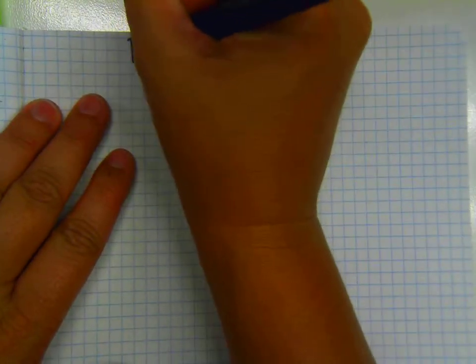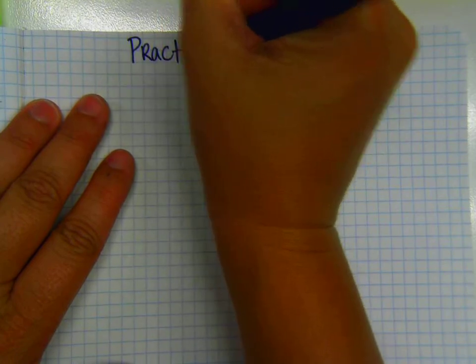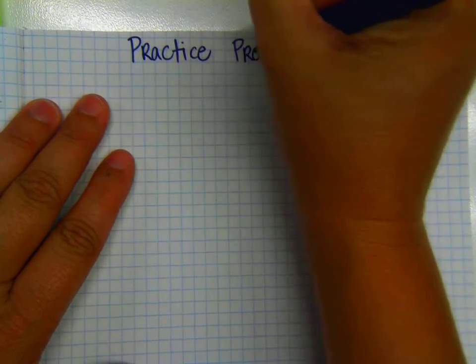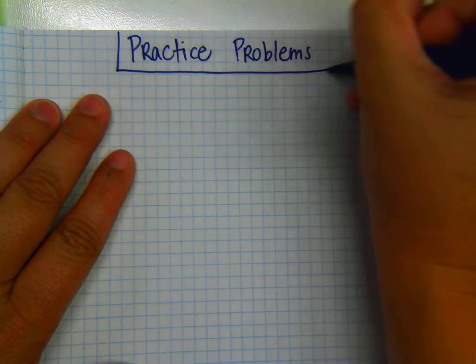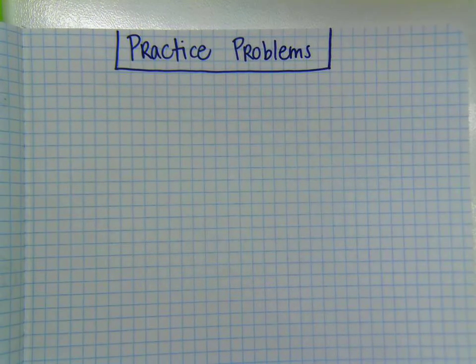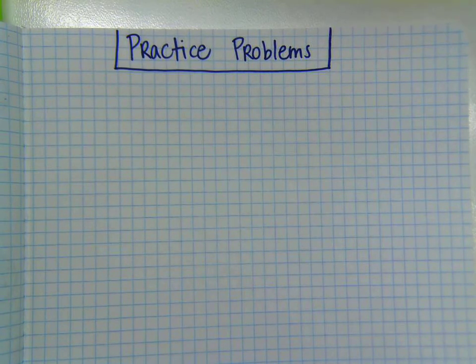Tonight's homework, we are going to be doing practice problems. So let's write practice problems on the top. There's going to be 4 problems that you're going to do, and then I'm going to go over them after. This should be on page 19. So I'm going to write down 4 problems, I'm going to have you do them, put in your answers, and then I'm going to go over them after.